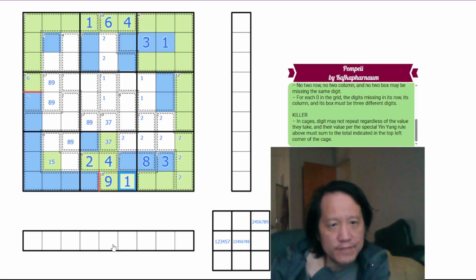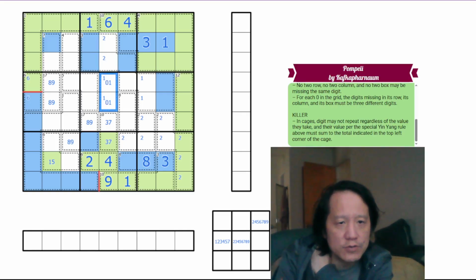So in column 5... One of these is 2. We're missing either. So this is 1 guaranteed here. And you could have 0, 5, or 8. And this is 2 guaranteed here. 0, 5, or 8. So we're missing 5 or 8 here in column 5.